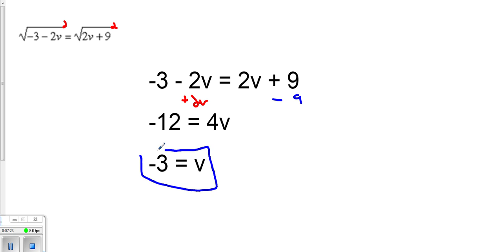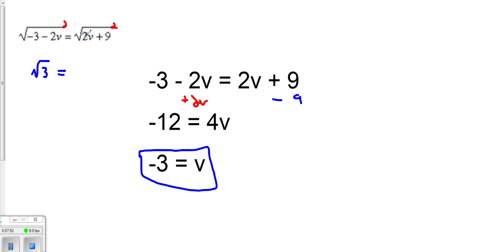Now, here's a place we'd want to double check, especially if it's negative, for any extraneous solutions. If we do negative 3 as our v value, multiplied by 2, that gives us negative 6. So negative 3 minus negative 6 is like plus 6, becomes a positive 3. So this is the square root of positive 3, which does work out. As long as this is a positive underneath the square root, it's okay.